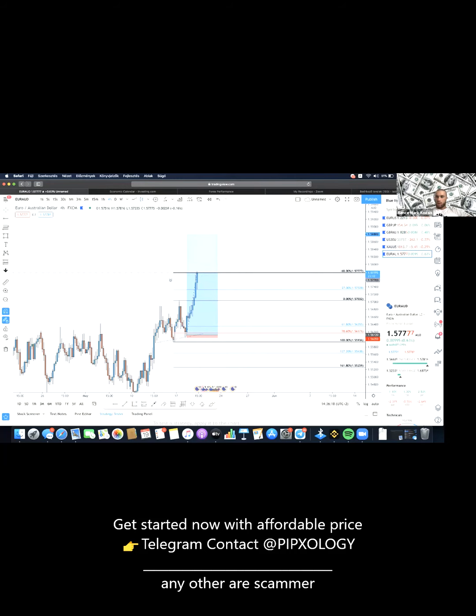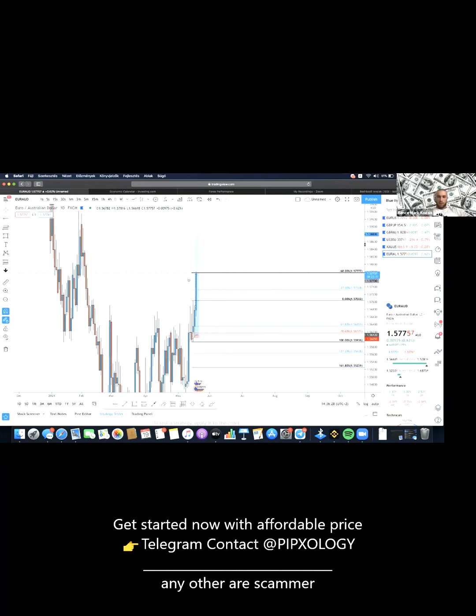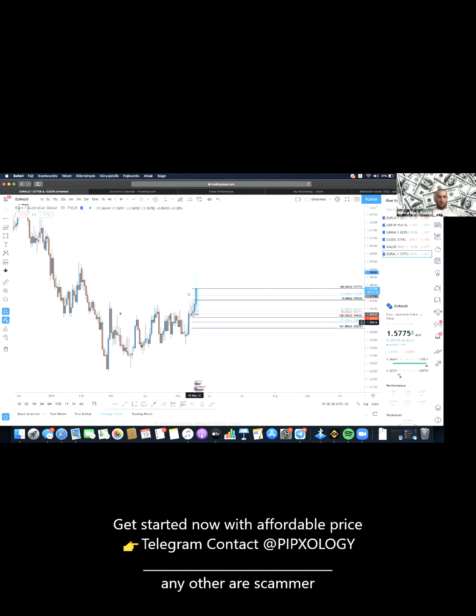So the first thing I want to show you is the Euro AUD trade, how I took it, what was the confirmation, etc. So I'm just starting on the bigger picture. Basically you can see the price make some sideways moves, and at this point it breaks the structure. So I just went to the lower time frame.